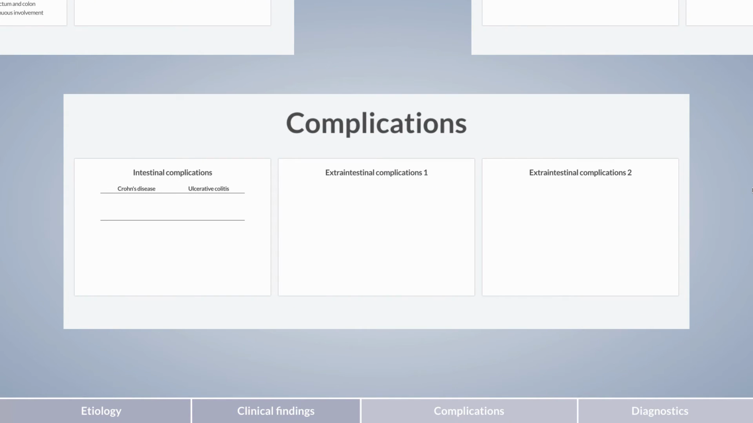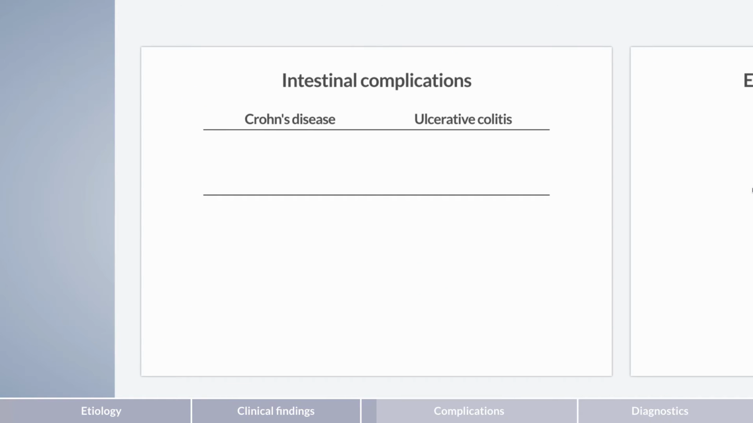Complications. Crohn's disease and ulcerative colitis are associated with complications in the bowel and other organs. These are referred to as intestinal and extraintestinal complications, respectively. The intestinal complications of inflammatory bowel disease include stenoses, abscesses, fistulas, and colorectal cancer.